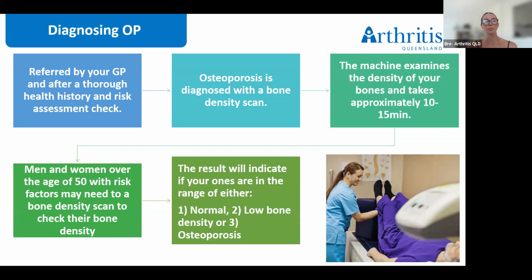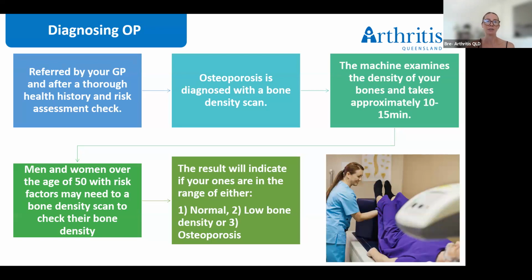Women and men over 50 years with risk factors for osteoporosis will need a bone checkup with a DEXA scan. Younger adults with risk factors may also require a test as determined by their doctor. A DEXA scan will determine if any action is needed to protect your bone health. The result will commonly be referred to as a T-score, and it will indicate whether you're in the range of normal, low bone density or osteopenia, or osteoporosis.